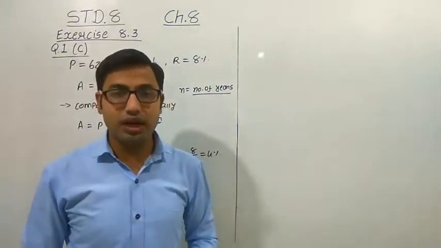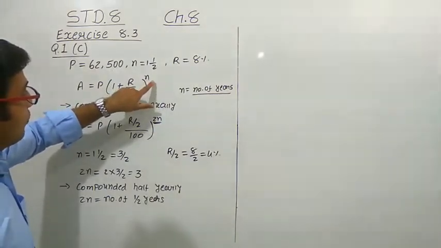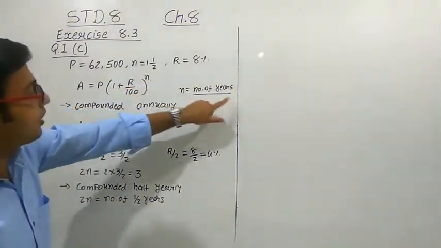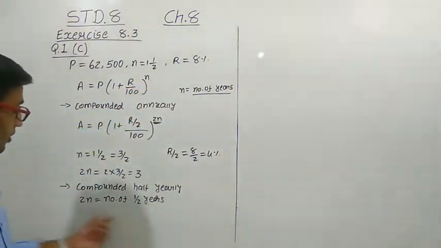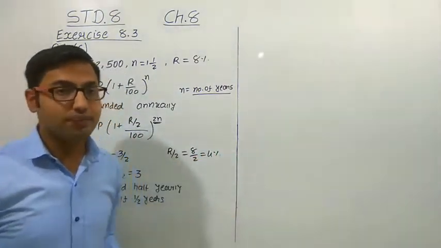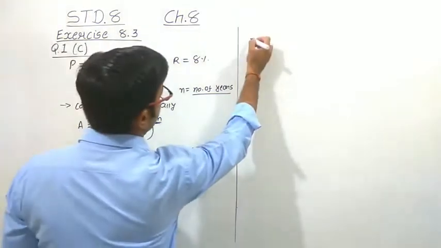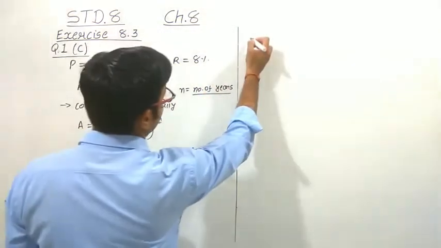So this thing also you can remember. Whenever you have to calculate yearly, whatever the power is there, you have to take the number of years, and here whatever the power is there, you have to take the number of half years. It is simple. So now let us calculate this sum. Here we have to calculate the amount and compound interest.